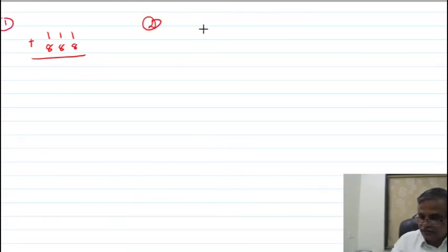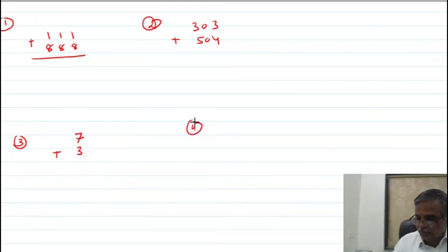For your practice you can do at your home: 111 plus 888. This is your 303 plus 504. 3 you can write 7 plus 3, 4 you can write. This is your 5 plus 7. Do the BCD addition.